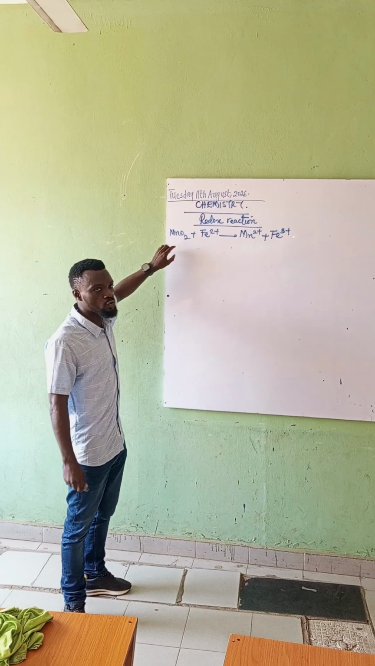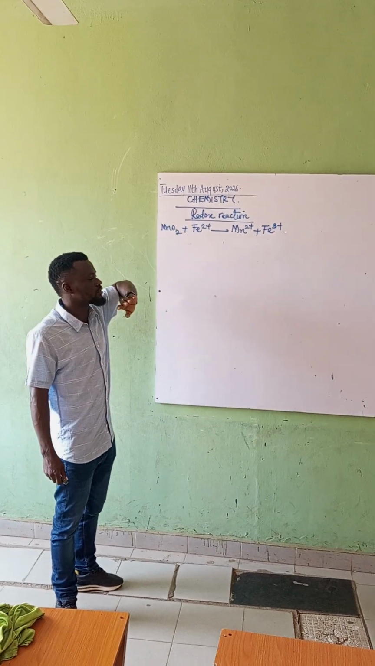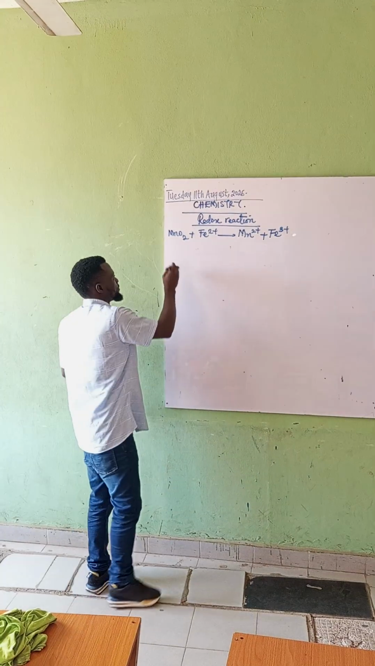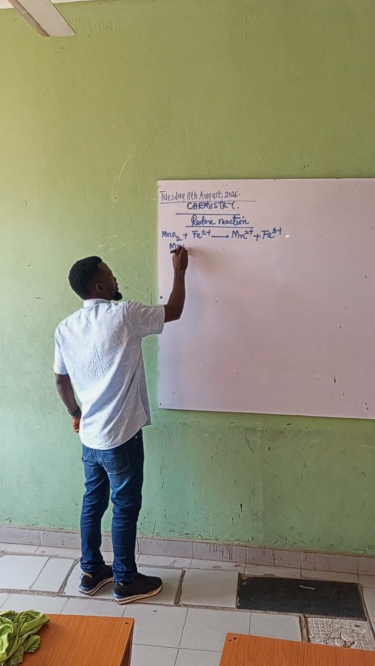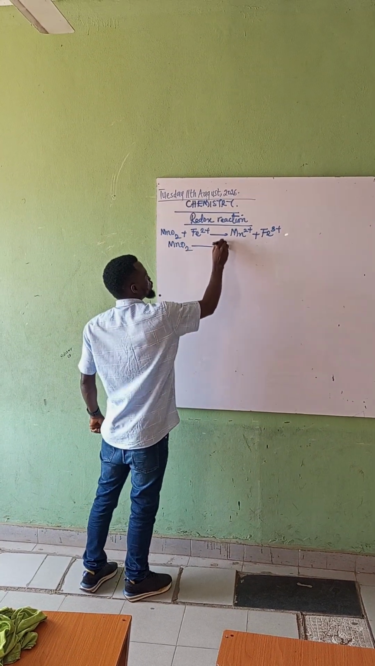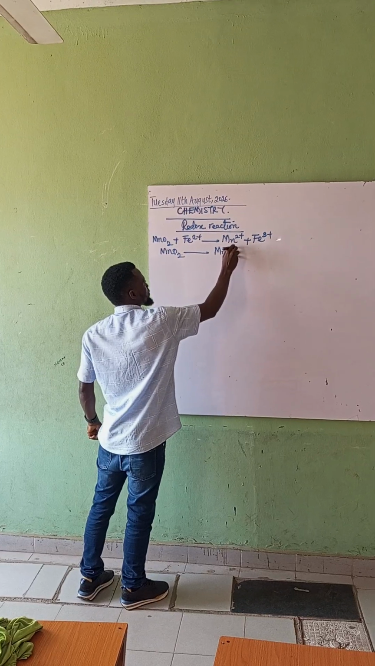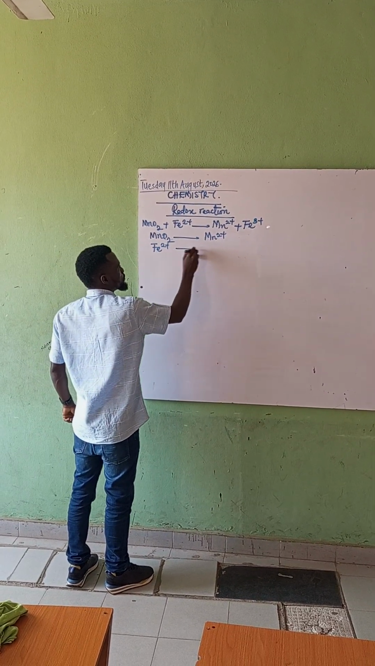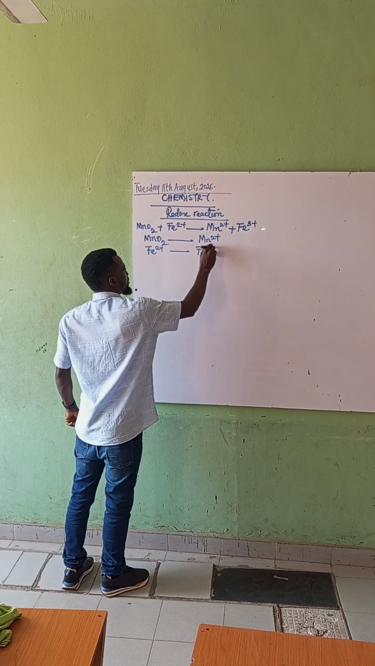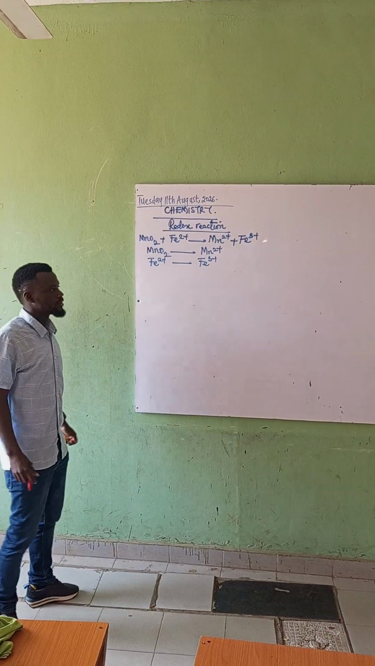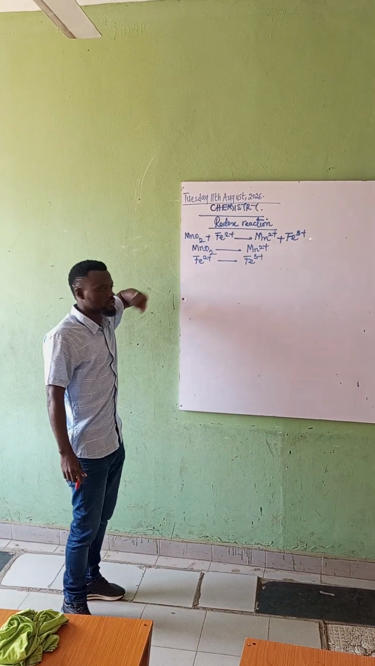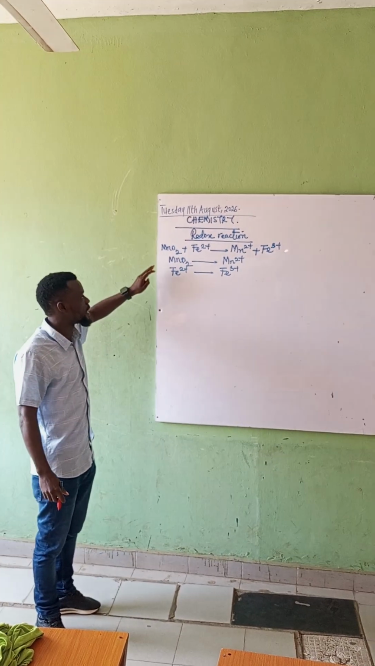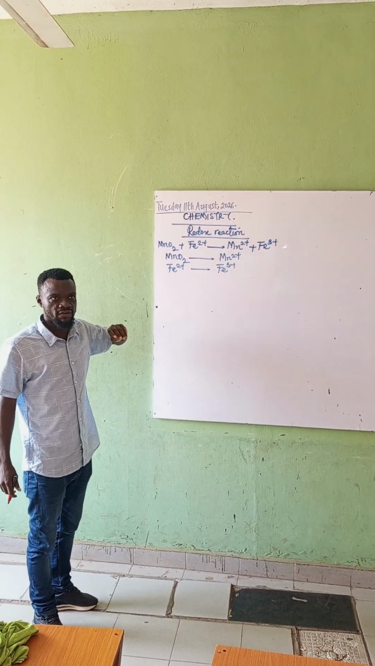Now, we need to reduce this redox reaction to half equations. Now, how do we do that? We take MnO2 going to Mn2+, and we have Fe2+ to Fe3+. Now, which one undergoes oxidation, and which one undergoes reduction? We can use this one in terms of electron transfer.